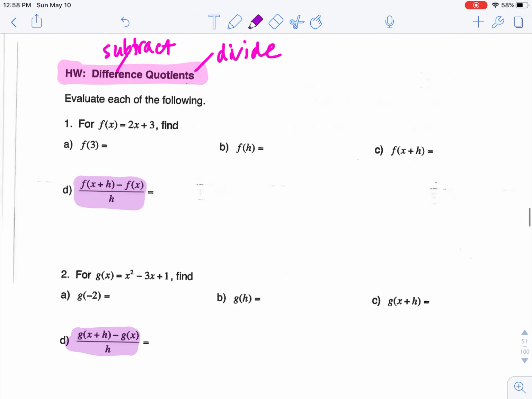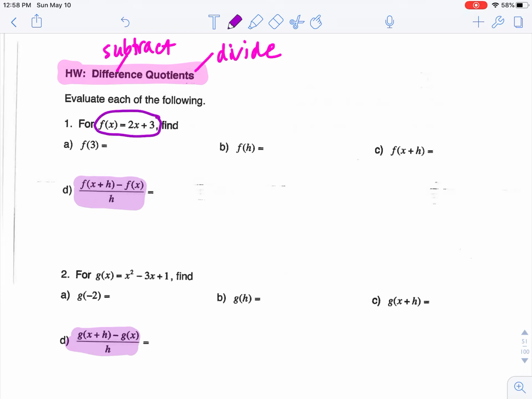So we'll get there later, but for now I just want you to practice how would I figure out these difference quotients, okay? So let me go through it. I'll do example 1, you guys can work on 2 by yourself, and so on and so forth. So they give you a function here, f of x equals 2x plus 3.